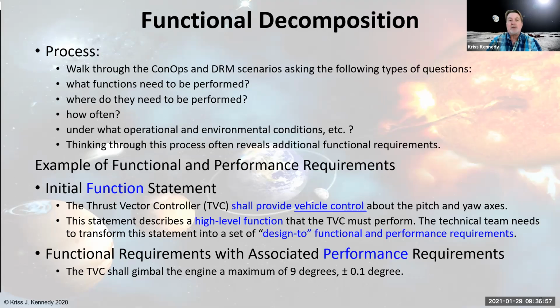So this statement describes a high-level function, which is vehicle control, that the system must perform. The technical team needs to transform this statement into a design to functional and performance requirements. So here's the functional requirements with associated performance requirement of that function. The TVC shall gimbal the engine a maximum of 9 degrees plus or minus 0.1 degree.